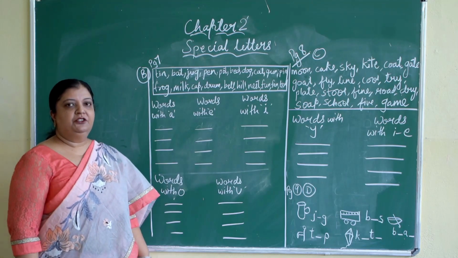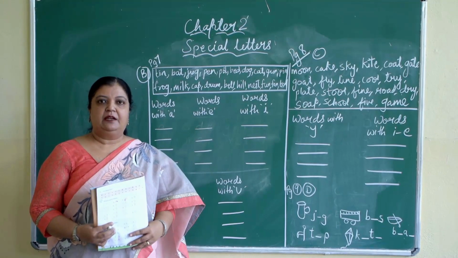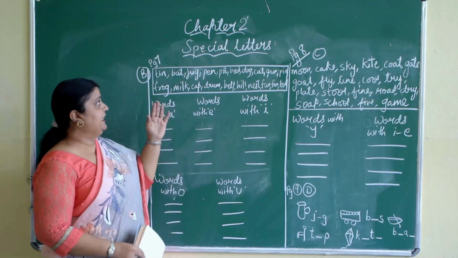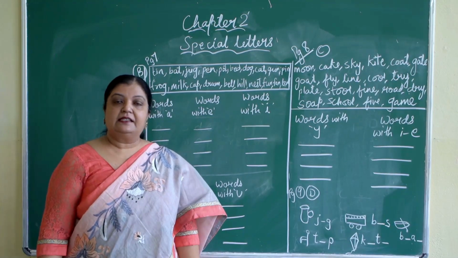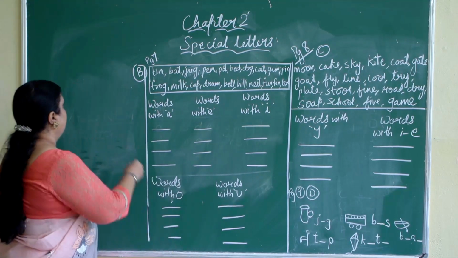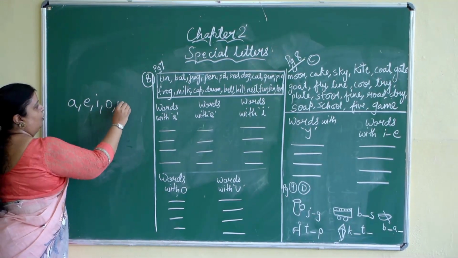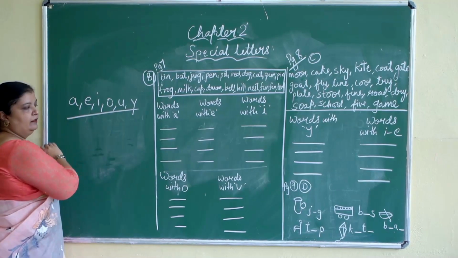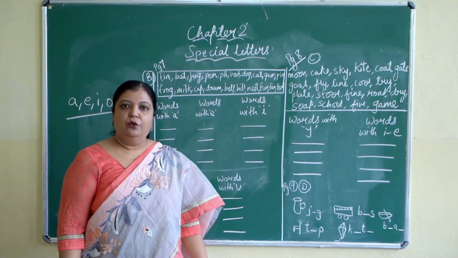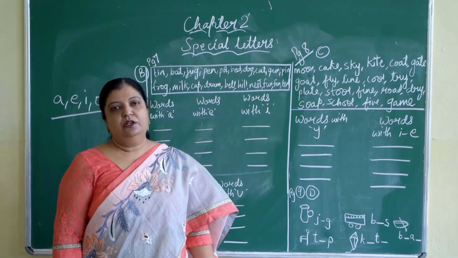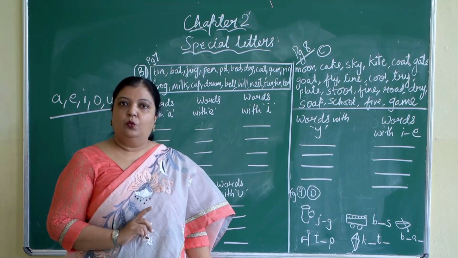Now children, we will be continuing the English grammar classes. Now we will be doing chapter 2, special letters. Okay, from A to Z there are 6 special letters. A, E, I, O, U and Y. These are called special letters and these letters are found in every word.